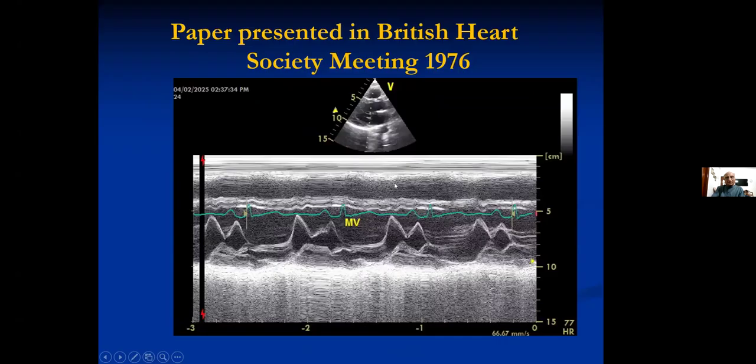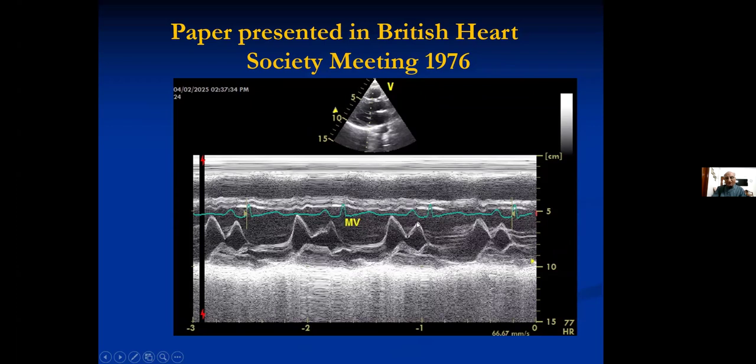Now, this is a very interesting study. Believe me, this is not the echo of those days. It was a paper presented in a British Heart Society meeting in 1976. That means 50 years back, and I attended that. Those were the days when this was not very well seen in the United Kingdom, and there was no 2D echo, no color, no Doppler, and with great difficulty with transducers we got a mitral wall.